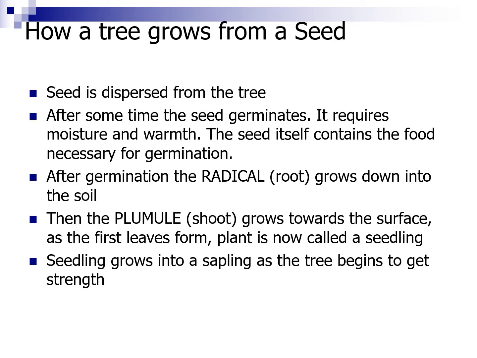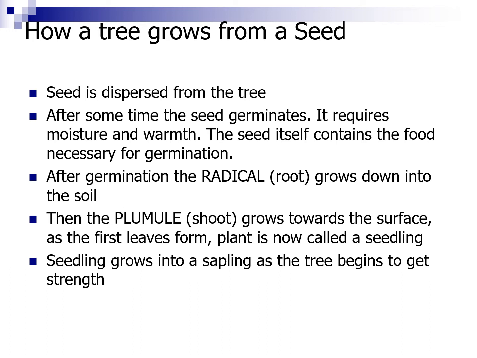Seeds burst from the tree. After some time, the seed germinates. It requires moisture and warmth. The seed itself contains food necessary for germination. After germination, the radicle grows down into the soil. That's called geotropism, like geography and soil.